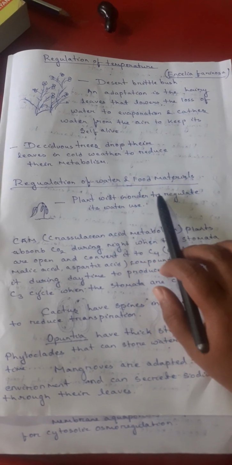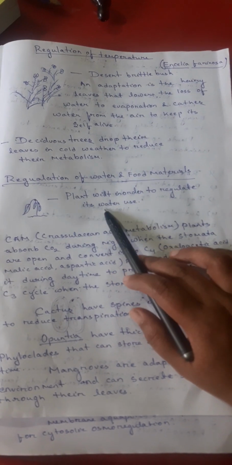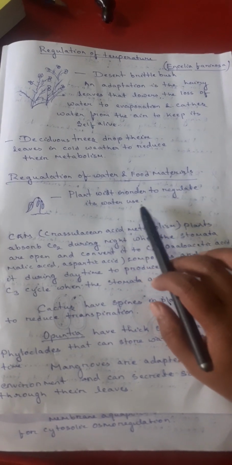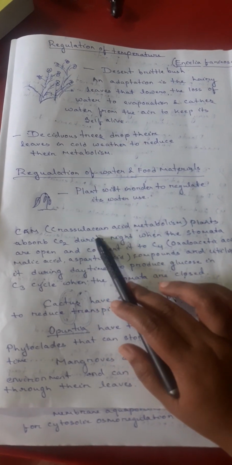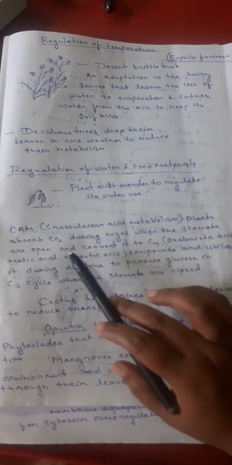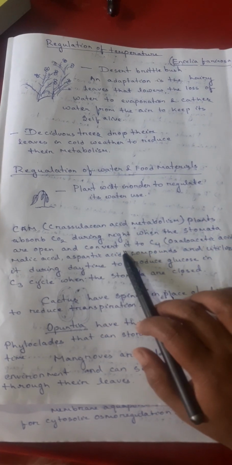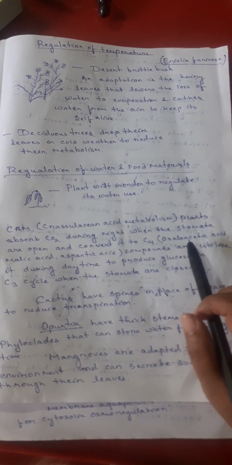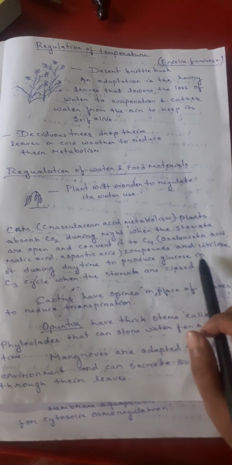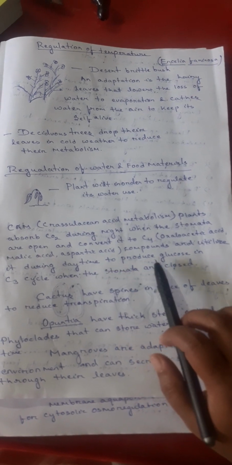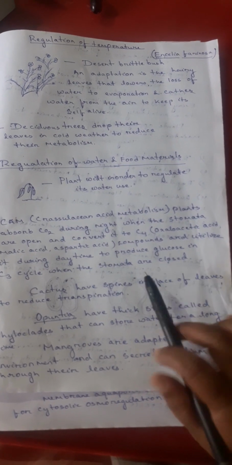Next, regulation of water and food materials. We see generally plants are built in order to regulate their water use. CAM plants, known as crassulacean acid metabolism plants, absorb carbon dioxide during night when the stomata are open and convert it to C4 compounds, which are oxaloacetic acid, malic acid, and aspartic acid, and utilize it during daytime to produce glucose in the C3 cycle when the stomata are closed.